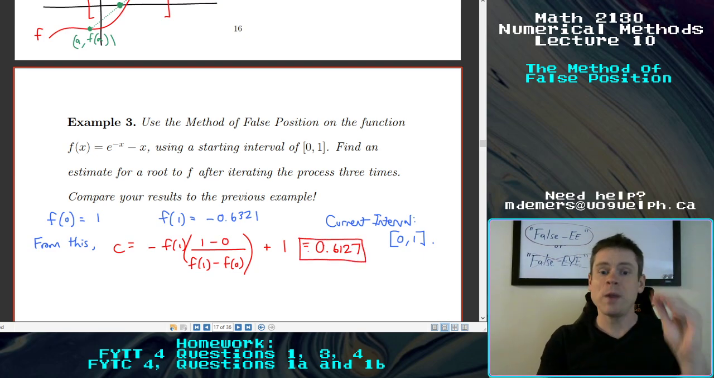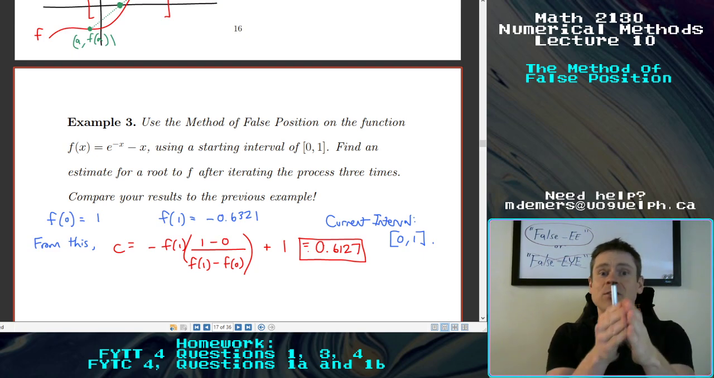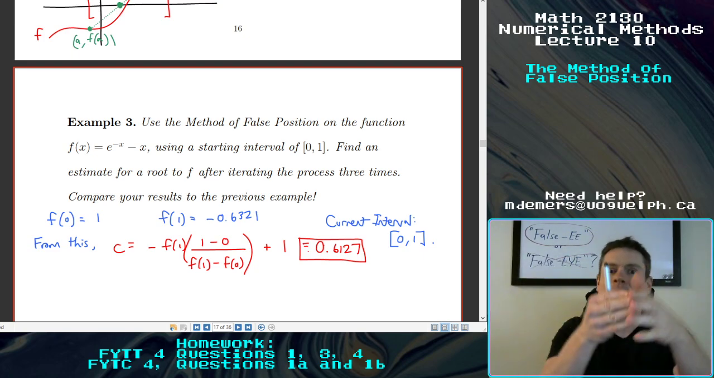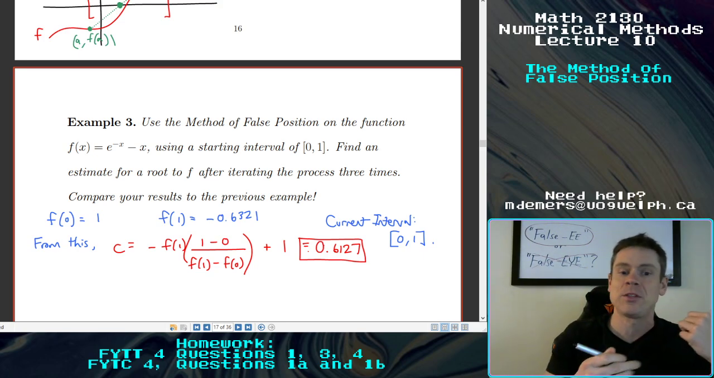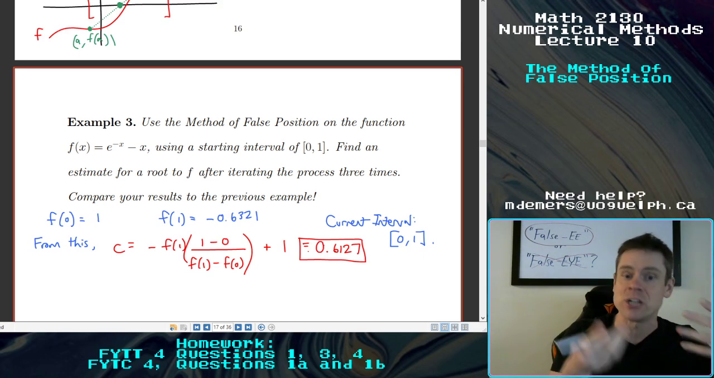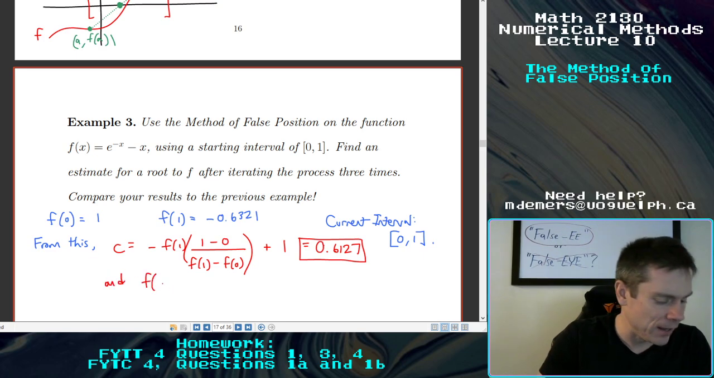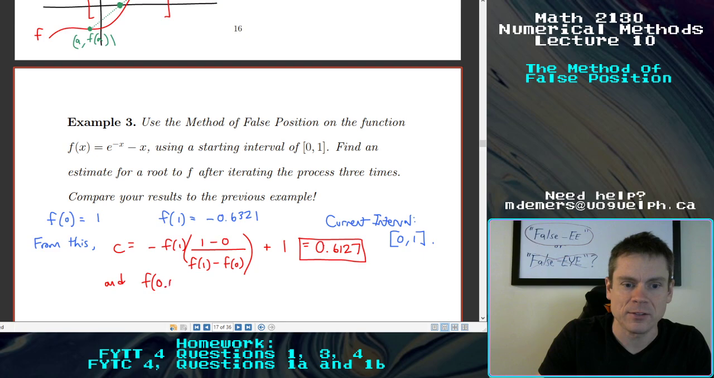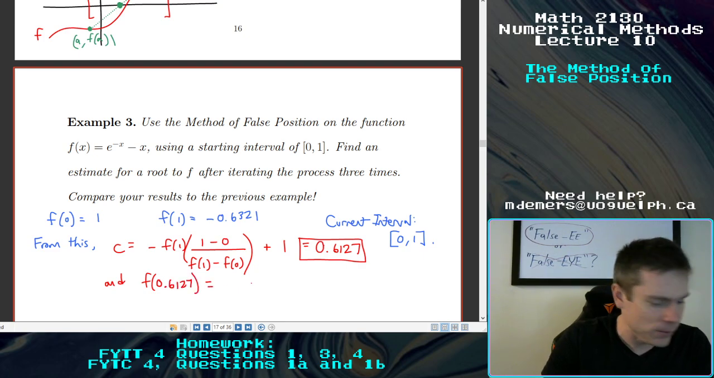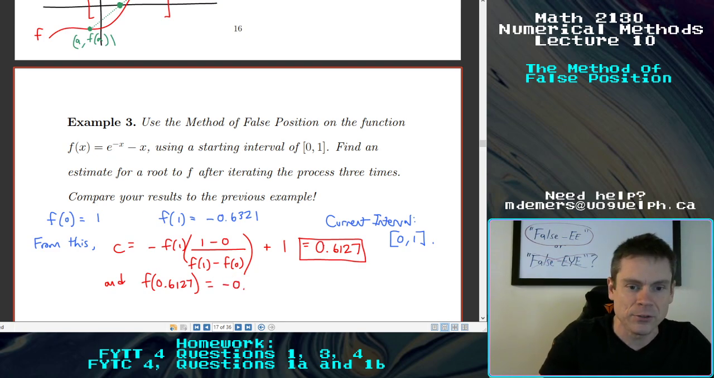Okay. With that 0.6127, that's going to be the thing that we use instead of the midpoint, the 0.5 that we would have used for bisection method. But we still need to evaluate the function at this to see whether it's positive or negative. So f of that 0.6127, if you put that into your original function, should give you negative 0.0708.